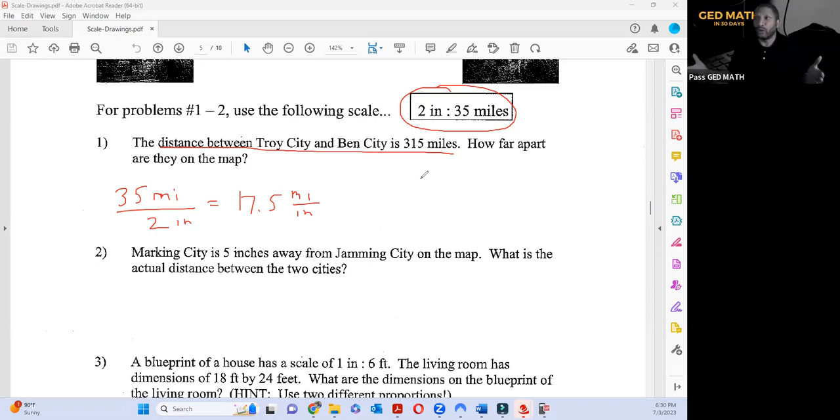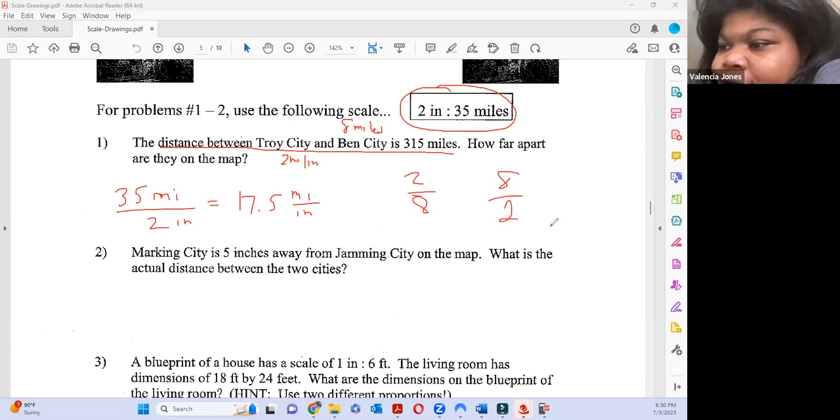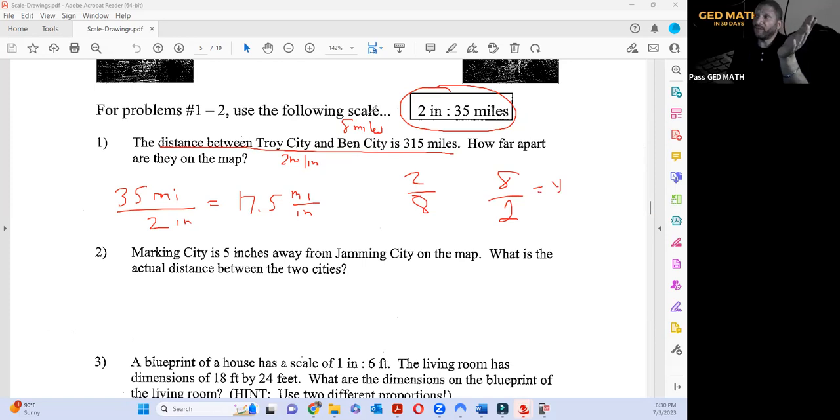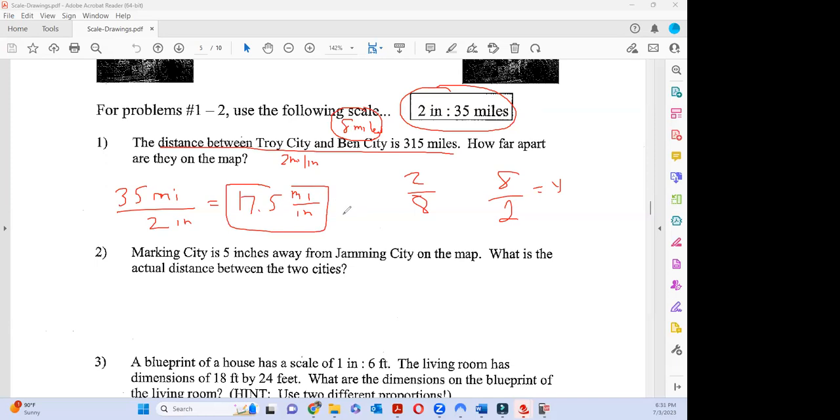Do 2 numbers you know. So say the distance between Troy City and Bend City was 8 miles. And say every inch was 2 miles. 2 miles per inch. How many inches or how far apart are they? Would you divide 2 divided by 8? Or would you divide 8 divided by 2? And that will equal 4. So you would divide the number of miles divided by the unit rate. 315. So it's not multiplication, it's division.